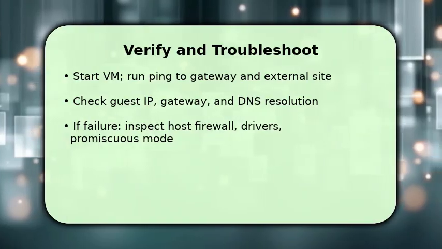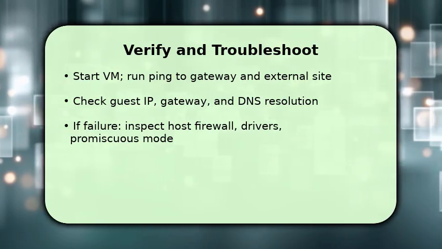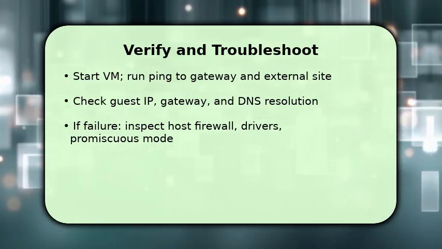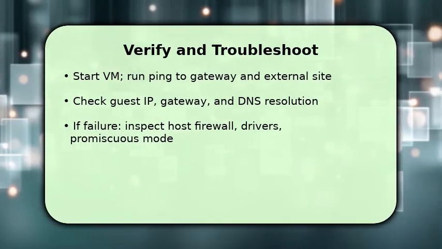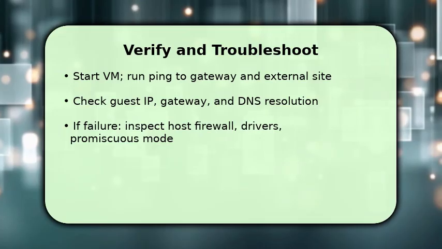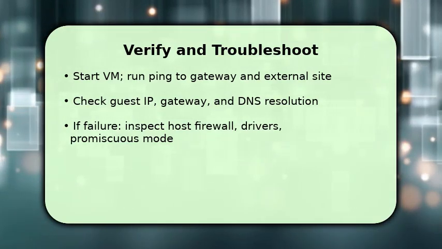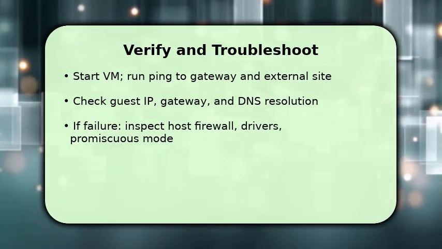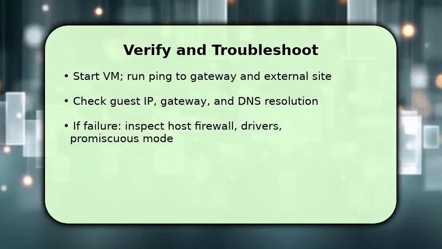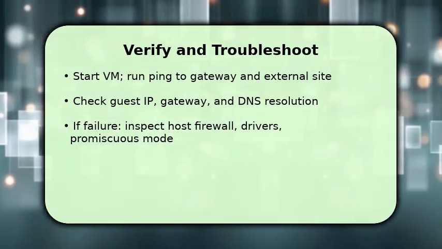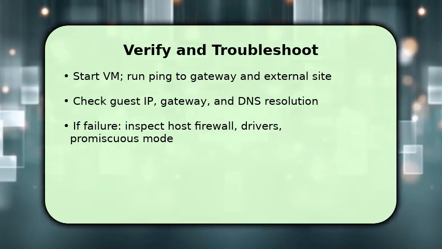Finally, you verify connectivity and address any issues. Boot the guest, run ping to the gateway and then to a public IP to confirm routing. Test DNS resolution too. If you see no link, recheck that the bridged adapter still points to the correct host NIC and that cable connected is enabled. One key troubleshooting tip: if bridging fails, temporarily disable host firewall and network manager, confirm host drivers and promiscuous mode settings, then retry. Many connectivity problems stem from host-side filtering or wrong interface selection.